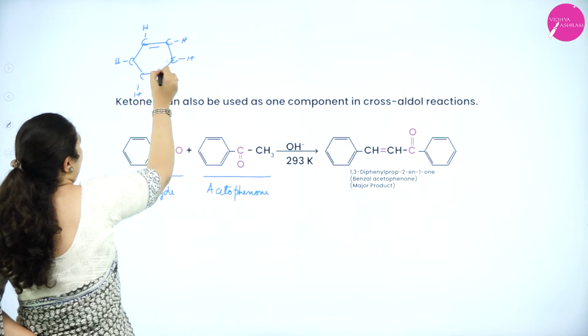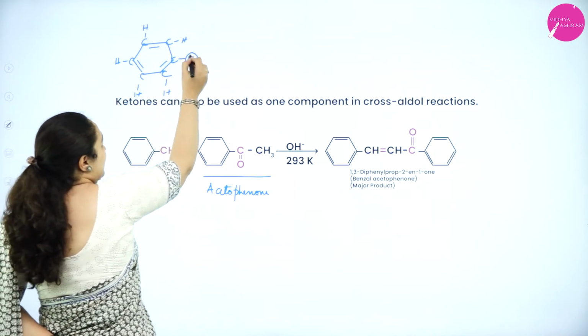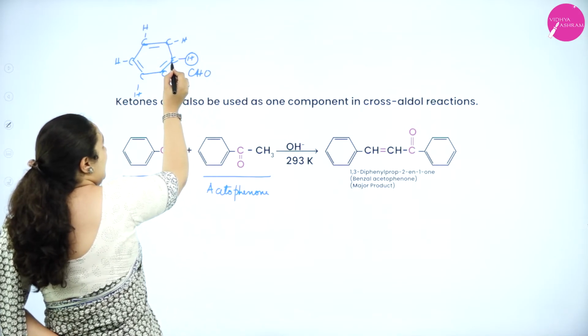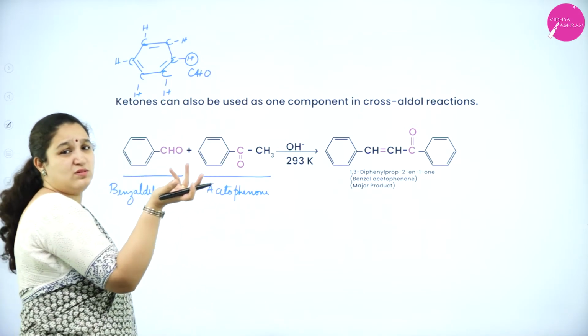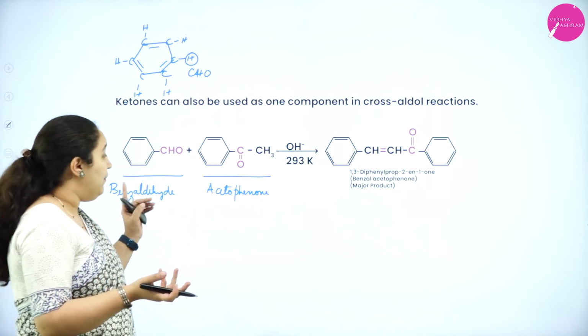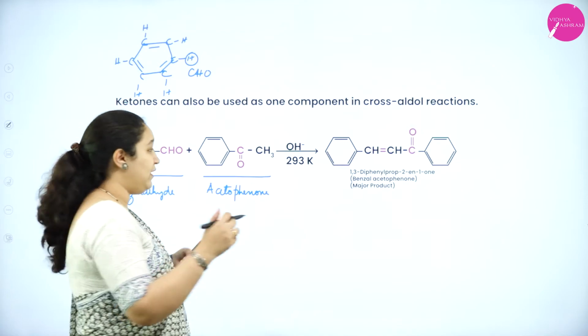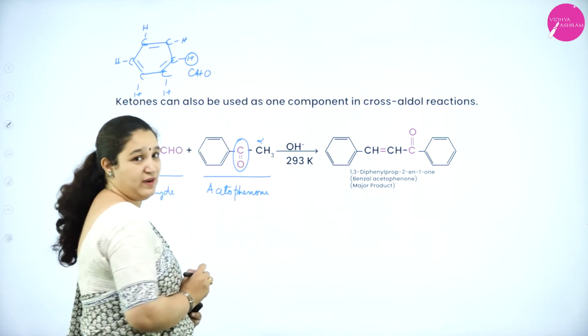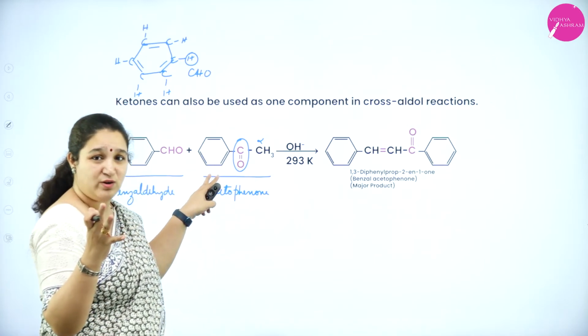And alternating double bond. Correct? And this hydrogen has been replaced by a CHO group. So, this is the alpha carbon atom. Does it have hydrogen? No. So benzaldehyde has no alpha hydrogen, but acetophenone has alpha hydrogen because this is the carbonyl group. This is the alpha carbon which has alpha hydrogen. But on the benzene ring no hydrogen is there.